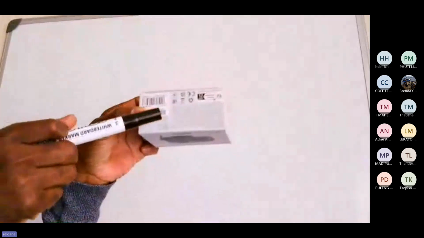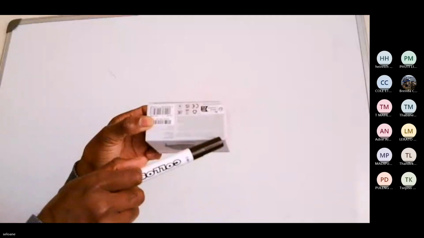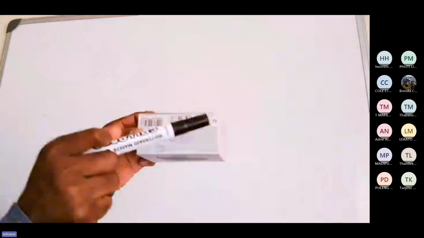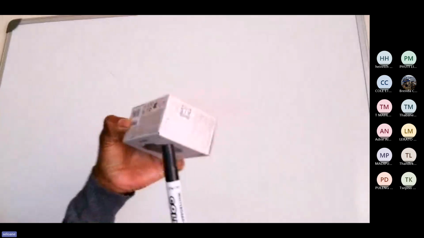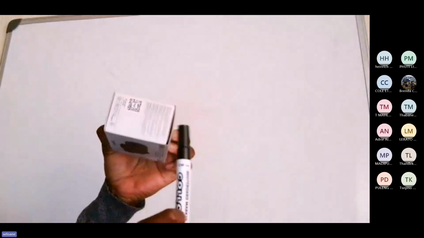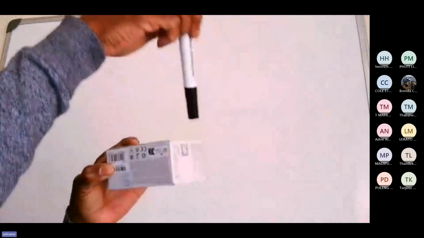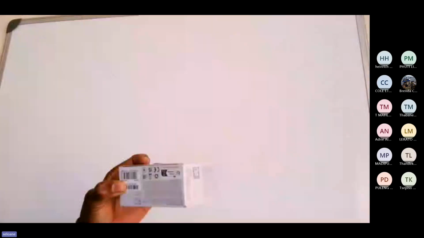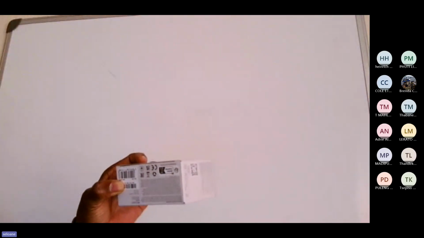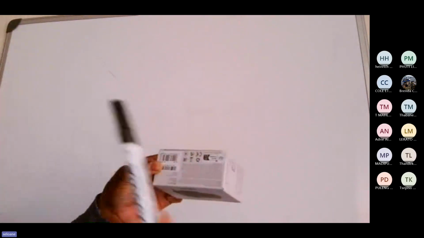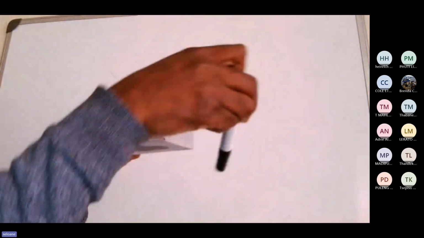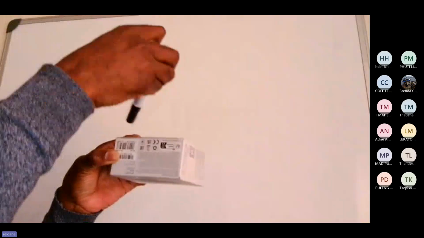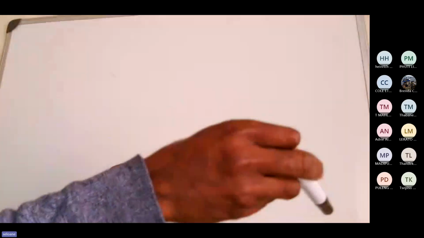So what is the height of this box? It will be from up to here. Therefore, the volume of this box will be this side multiplied by this side, multiplied by this side. And that is why the final answer will be in centimeters cubed, because it will be 4 centimeters by 3 centimeters by 2 centimeters, and so on and so forth.